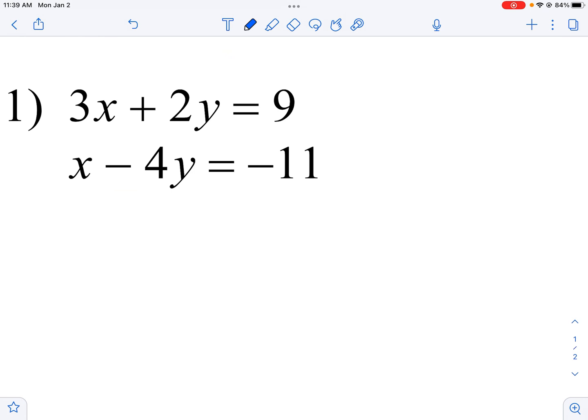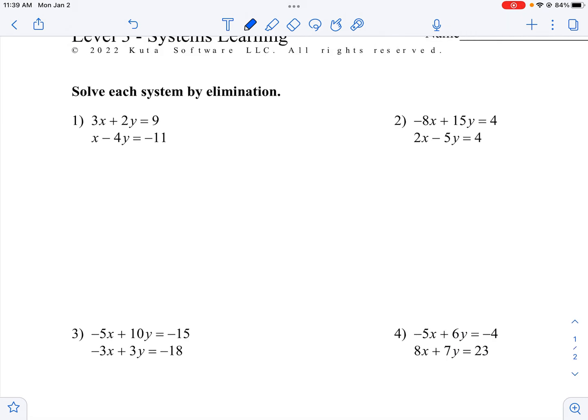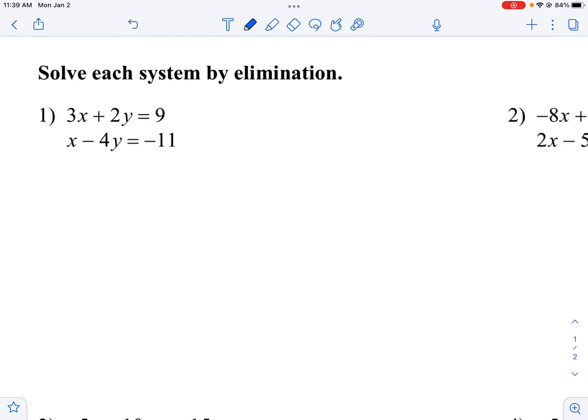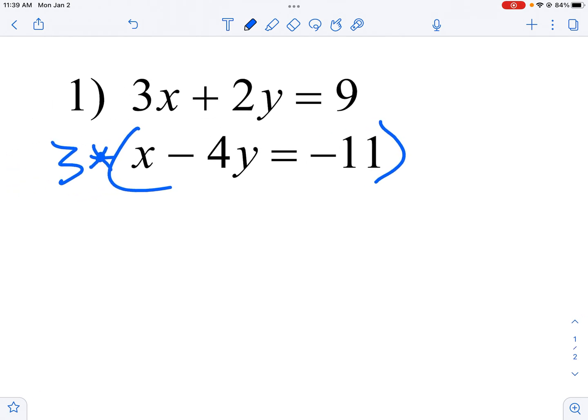So you can do either of those two options on all 4 of these. Just like, do you want to make the x's match or the y's match? You get to decide. On this first one, I'm going to take this bottom one and just times it all by 3. Wherever you do the little star thing. And that means I need to take all these things. Every single term gets times by 3. The whole equation through, even that right side.